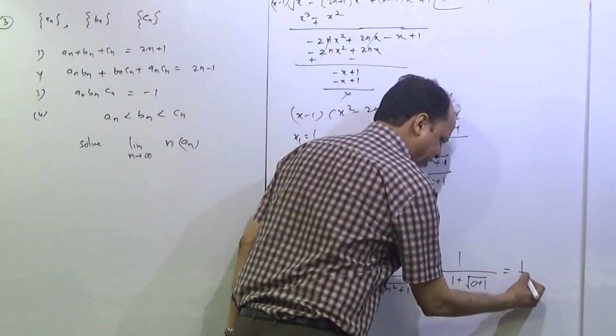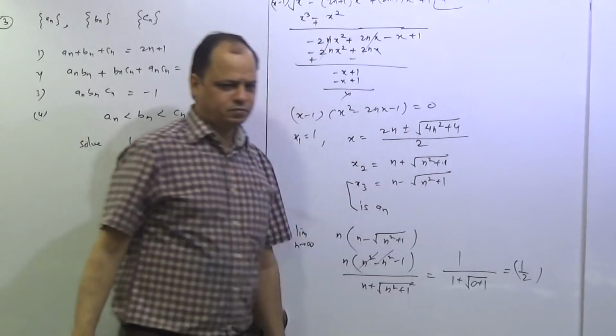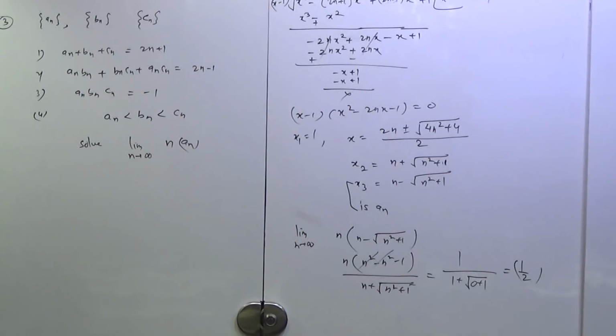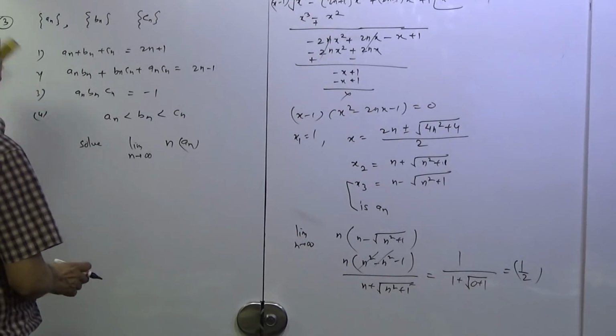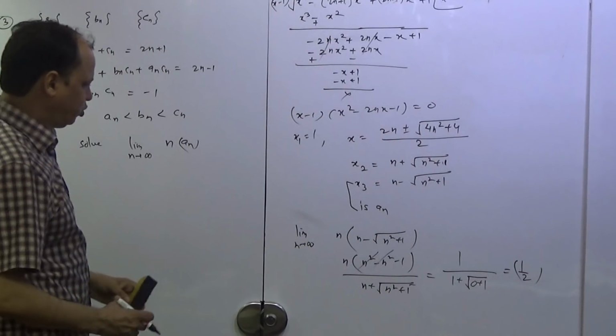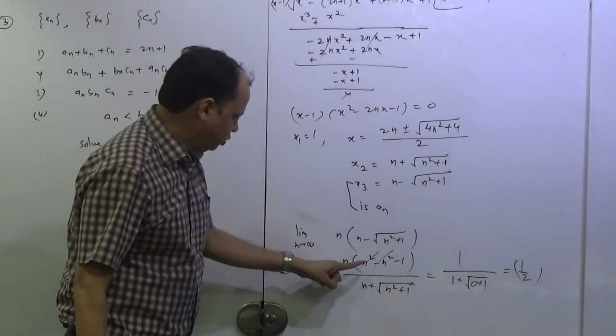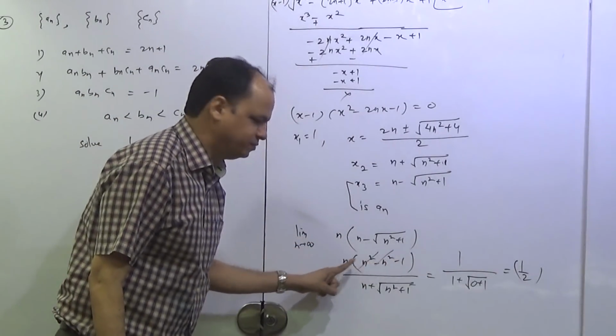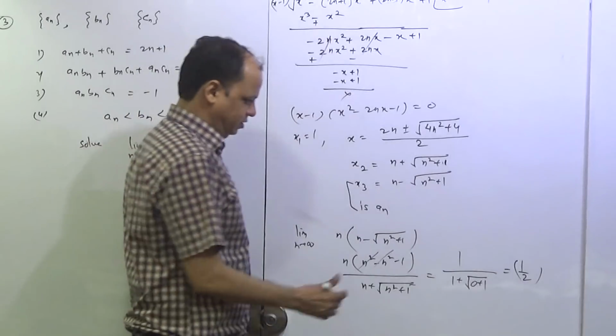Can you please verify the answer? So it's minus 1 by 2. Actually we are missing minus 1. Just look, we are getting minus 1 in the numerator. This is a careless mistake. Yes, sir. Be careful.